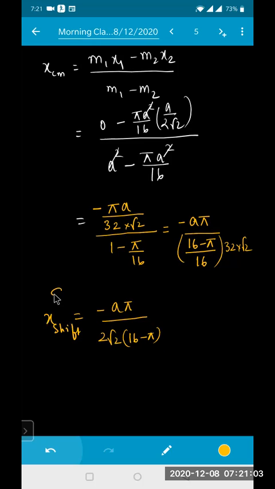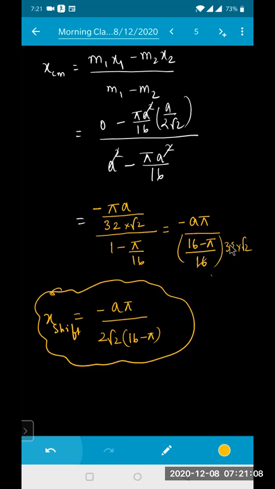Again, now minus also loss. You can write it as 32 root 2 minus, and 16 ones are 16, 2s are 32.